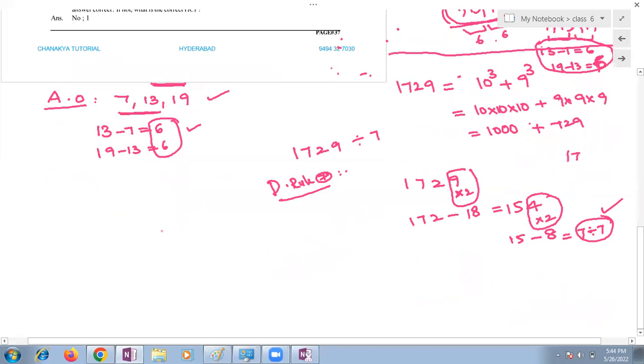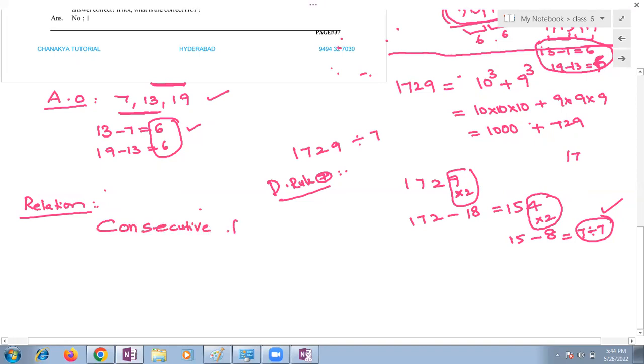Ma'am, answer is 6. So what is the relation? The relation is 6. How can you write the relation? 13 minus 7 equals 6, and 19 minus 13 equals 6. Consecutive factors.